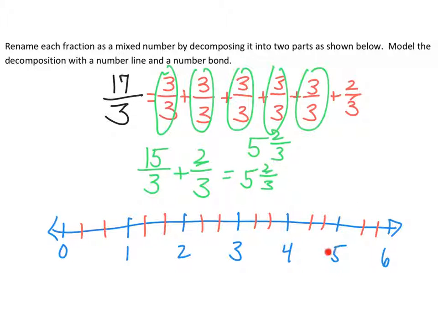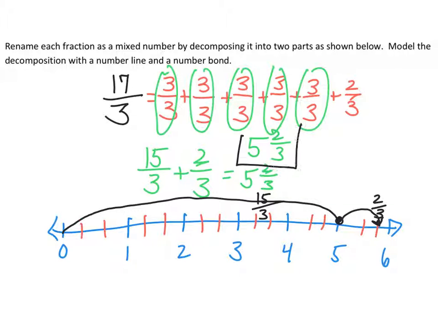So that would give us 5 wholes, because we're after the 5, not quite to the 6 yet. 5 wholes, which is right there. And we're left right there with 2 thirds. So what would this look like? Well, we're going to jump all the way over to the 5. That represents 15 thirds. And then we just got a little bit left over here, which would end up being 2 thirds. So our answer is 15 thirds, plus 2 thirds, which gives us 5 and 2 thirds.